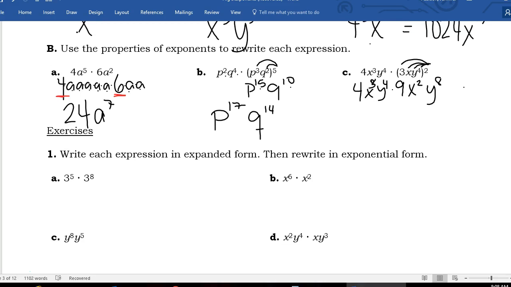So now regular coefficients get multiplied. 4 times 9 is 36. Powers on X's get added together, and powers on Y's get added together.